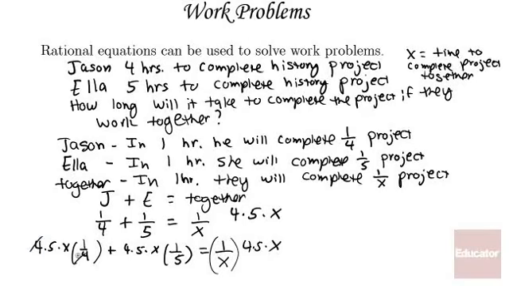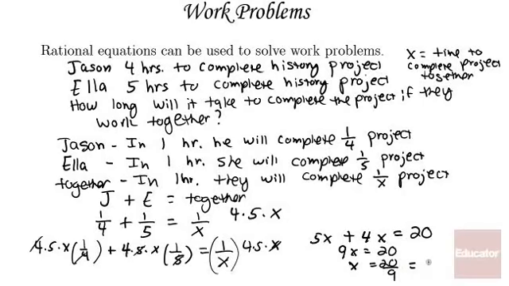Looking, I see that the 4's cancel out, so this is going to leave me with 5X plus, for the second term, the 5's cancel out, so that's going to be 4X equals, the X's cancel out here, 4 times 5 is 20. Now I can solve for X. This is 9X equals 20, or X equals 20 over 9, which equals 2 and 2/9 hours.